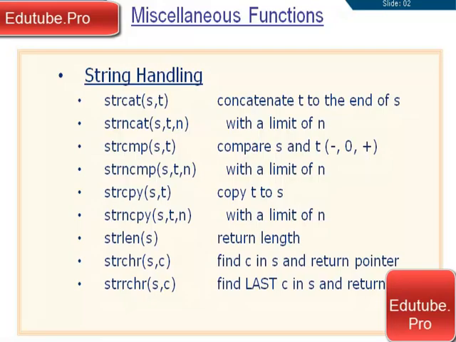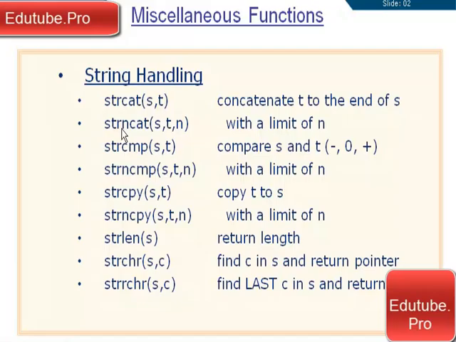Here are some string handling functions. strcat will concatenate the second string to the end of the first string. All of these S and T are string pointers through these samples, and N is an integer. Whenever we look at this string handling, these are all strings. These are single characters down here, the C's. Okay, just so you know.